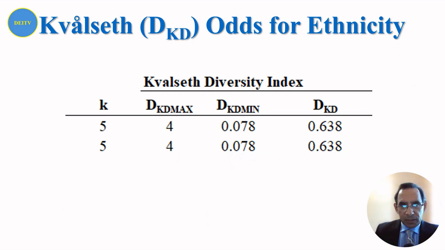To summarize the Kvalseth odds index, the maximum score is 4, and again that's k minus 1, so it's 5 minus 1 equals 4. The minimum score is 0.078 based on the complex formula for calculating the minimum score. The Kvalseth odds score is 0.638, which indicates that there's a 64% chance that individuals selected at random will have the same demographic characteristics, in this case will be of the same ethnic group.